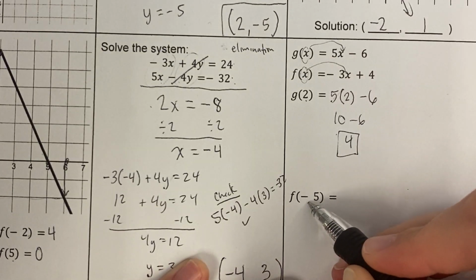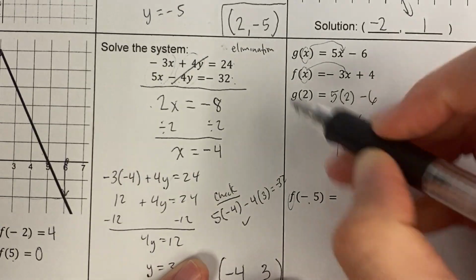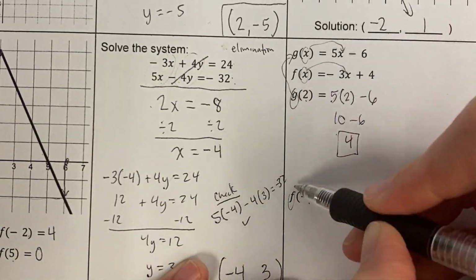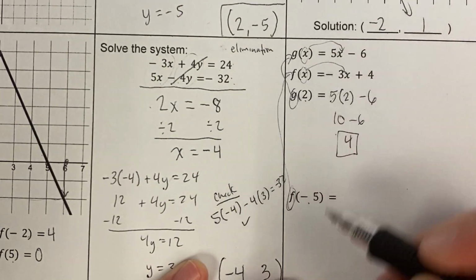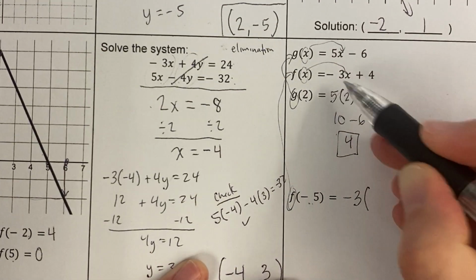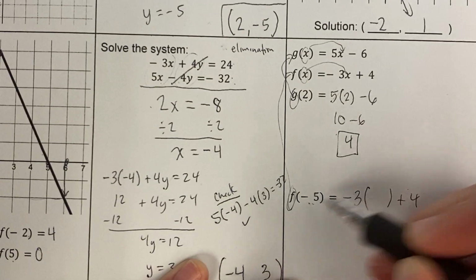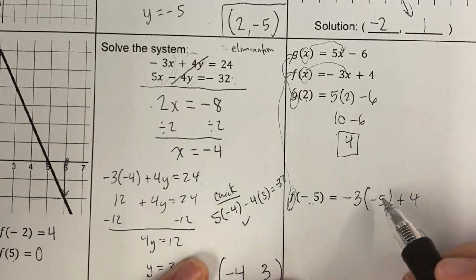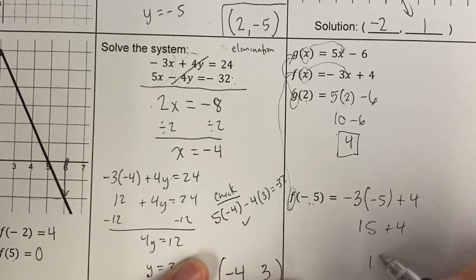If I want the x to be negative 5, look, this time, this tells me I'm getting the g equation. This one tells me go get the f equation and plug negative 5 in for x. So here's the f equation. I'm writing it, except instead of x, what am I plugging in? I'm plugging in negative 5. So do the math. Negative times negative is positive. I get 19.